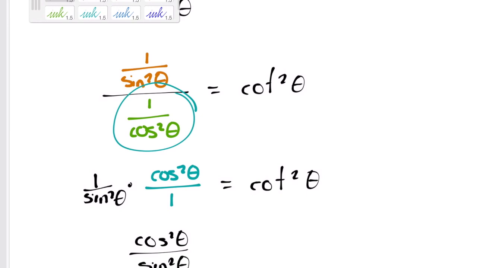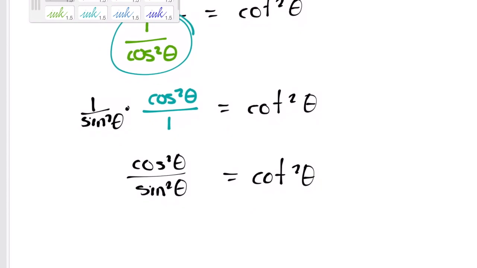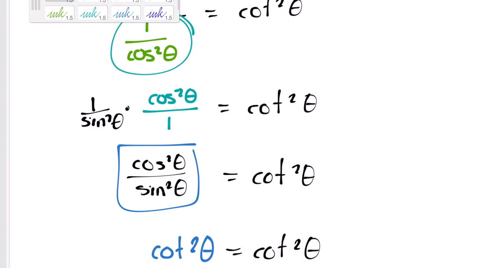And I know that cosine over sine is equal to cotangent. So then the cosine squared over the sine squared is going to be equal to cotangent squared theta. And we're done. We've got the one side equal to the other.